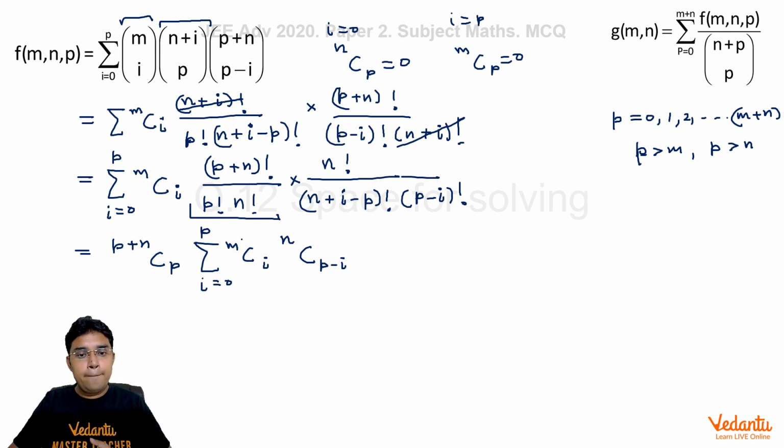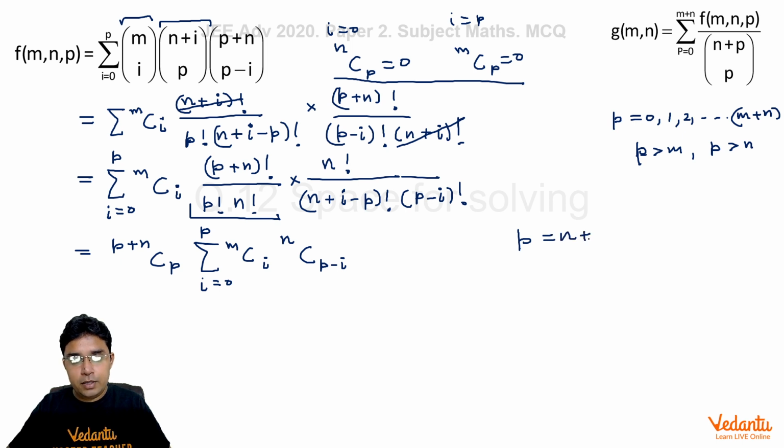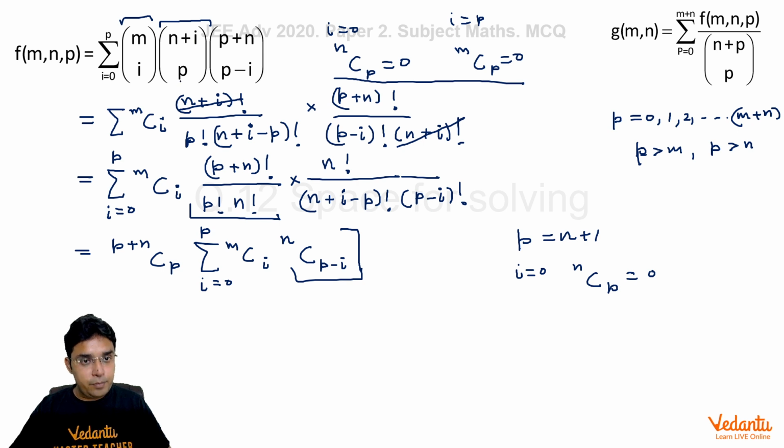Now please understand, as I was telling you, if my p is greater than n, let us say p is equal to n plus 1. So you can see in this one also, if I put i equal to 0, my first term here will be nCp and that will be equal to 0. So here also we are getting the same impact. In fact, in this nC(p minus i) and this (n plus i)Cp, they both have the same difference. So whenever this term will become 0, this will also become 0. Same goes for this mCi. In fact, I have not changed this at all.